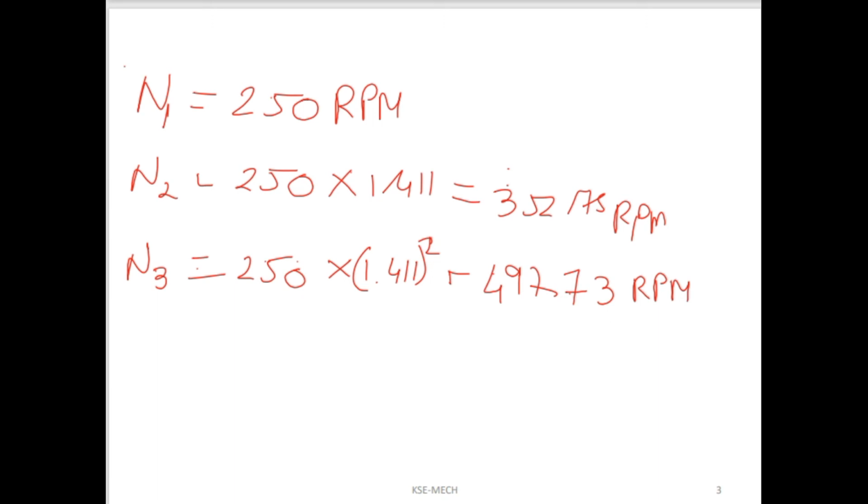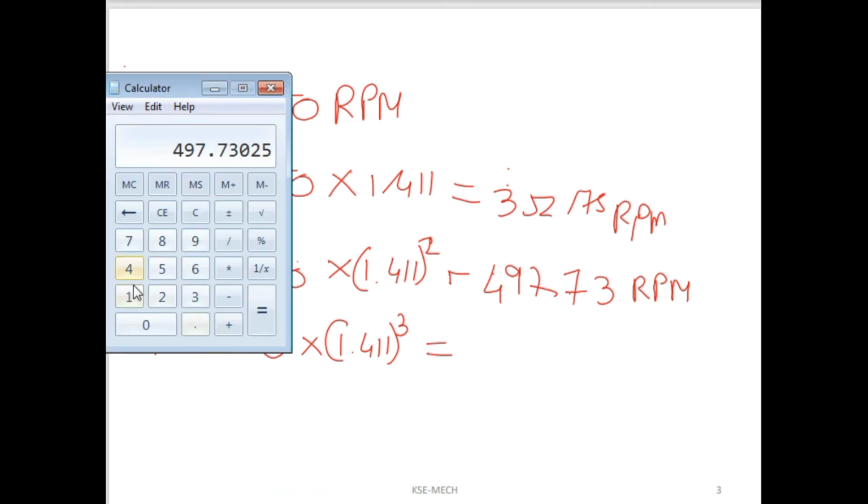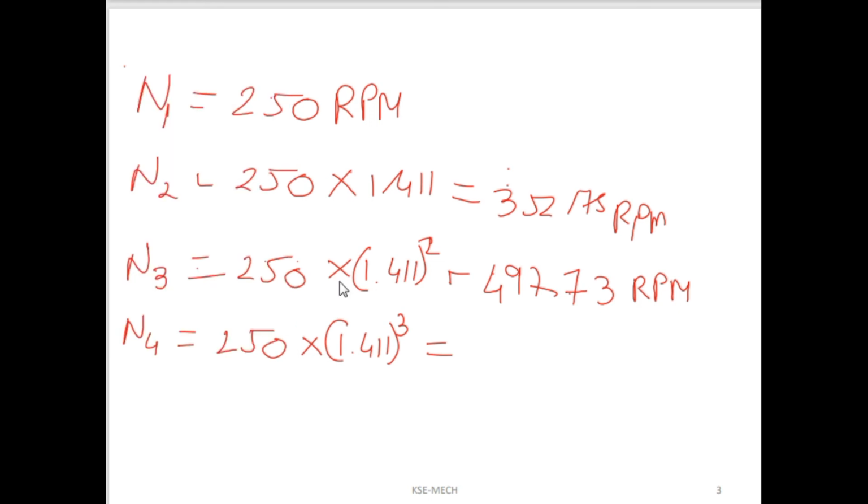Now we will be calculating N4, that is the fourth speed. We have to calculate 6 speeds, so we have to remember what we are asked. For N4, again we will take the minimum speed, and now we will be multiplying the progression ratio 3 times, raised to 3. Again I will show you on the calculator, multiplying by 1.411, and that will be 702.29.